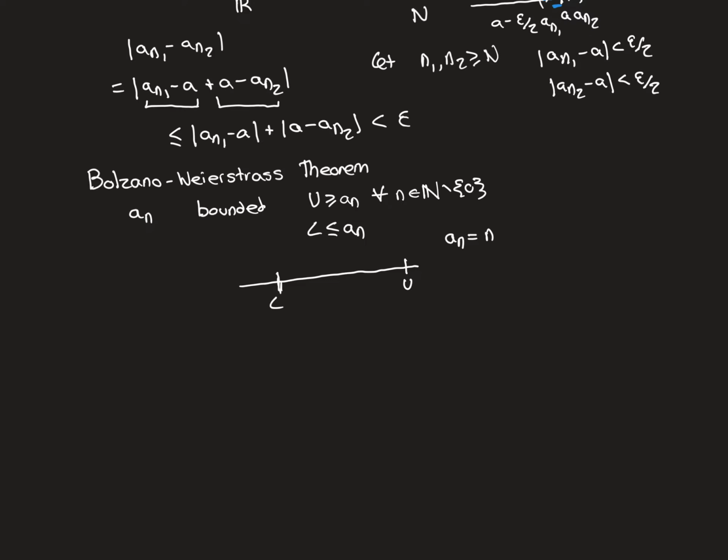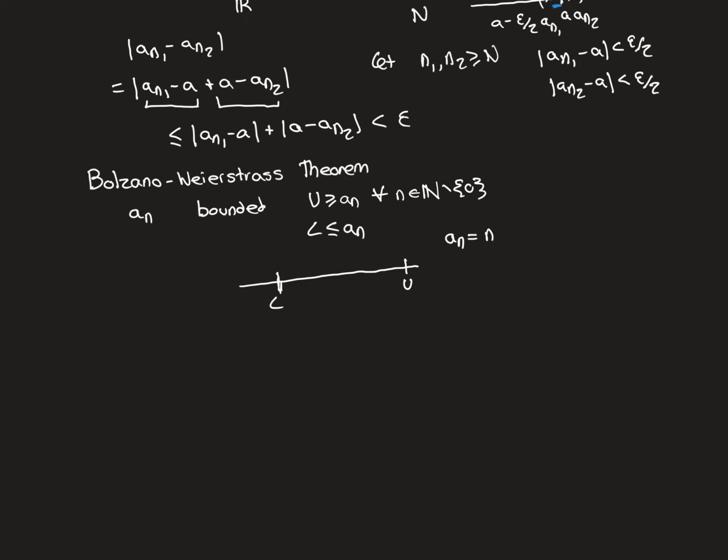So the theorem says that if you have a bounded sequence within the real line, then that sequence might not necessarily be convergent. However, what will be true is that there is a subsequence that is convergent. I'm going to say that again. Any bounded sequence in the real line will have a convergent subsequence. That is what the Bolzano-Weierstrass theorem says.